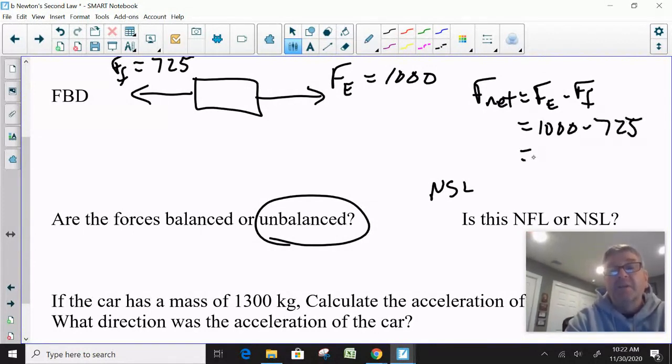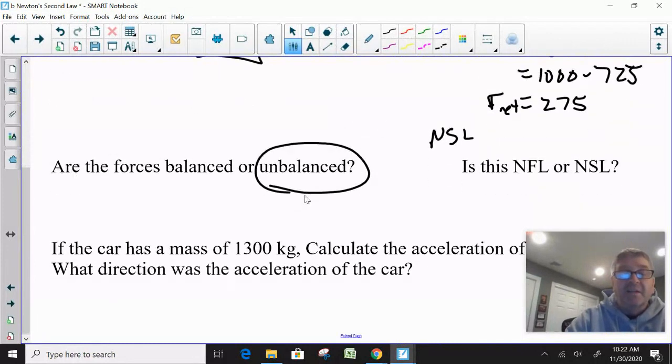725, so that's going to be 275. So that's the net force. And again, I can set that equal to MA. So if the car has a mass, calculate the acceleration. So it's going to be F net equals MA.